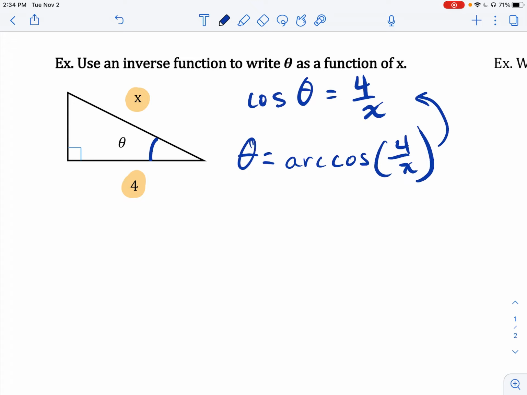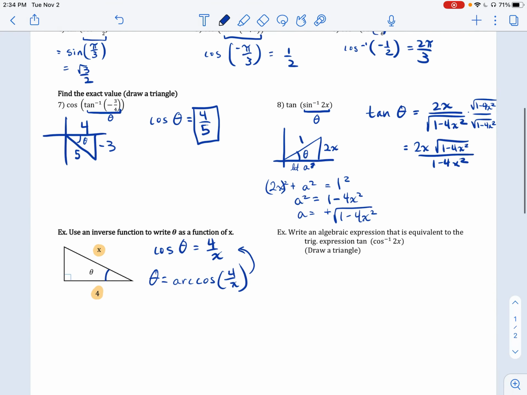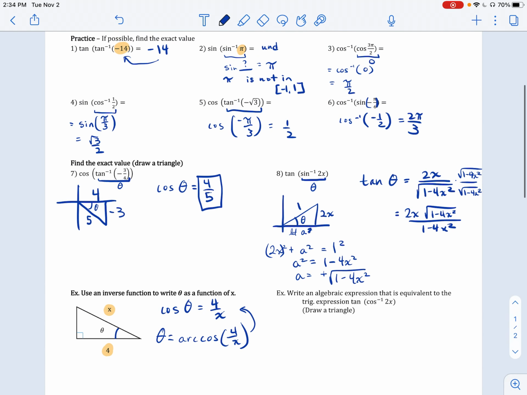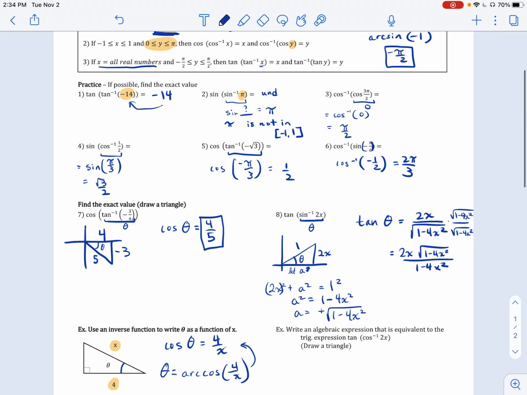Okay? All right. Well, hopefully this gives you a good sense of how to work with compositions of inverse trig functions. And you'll see that over and over, time and time again, one of the most important things is to think about the restricted domain of our inverse trig functions and therefore its restricted range.